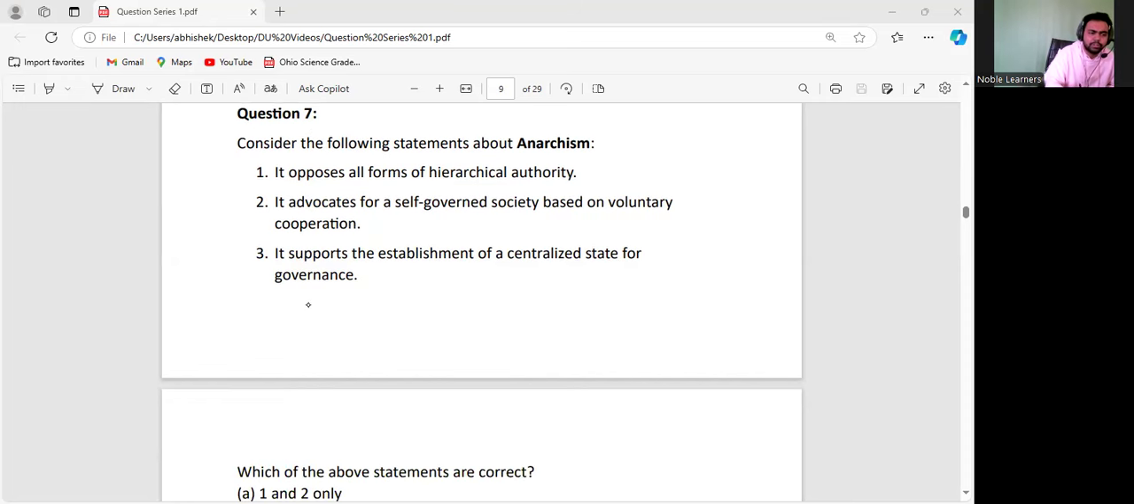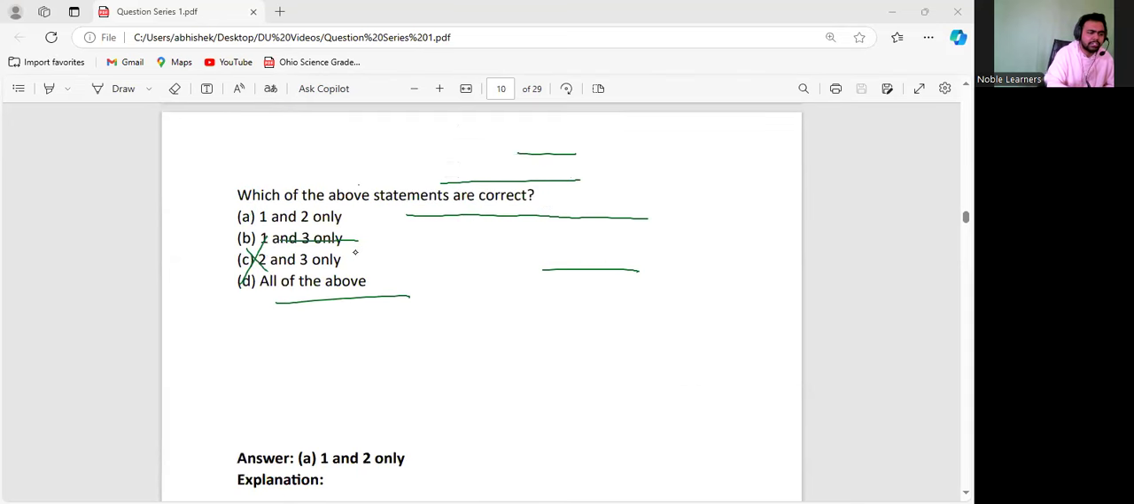Read the statement first of all. It opposes all forms of hierarchical authority. It advocates for a self-governed society based on voluntary cooperation. It supports the establishment of a centralized state for governance. That's very easy, you understand this. As I told you, anarchism is against the centralized state, so the third can't be the answer anyway. You need to check the options, and where it is third, you need to cross that out. So where it is third actually, over here, over here, over here.